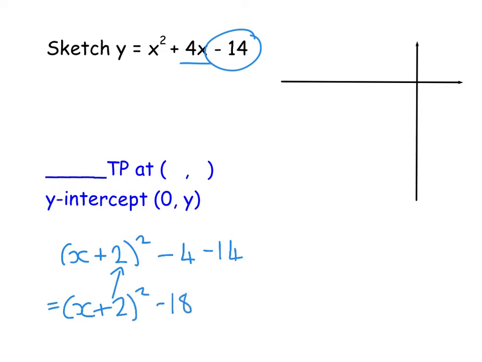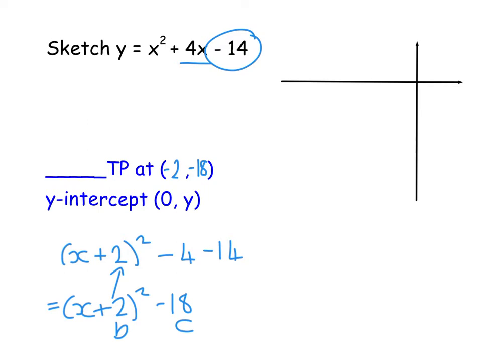Now that means your turning point is to do with these numbers. Remember, that's your B, that's your C. And it's always the opposite of what's in the bracket. So plus 2 means your turning point is at minus 2. Minus 18 means down 18. So we've got a turning point at minus 2, minus 18.